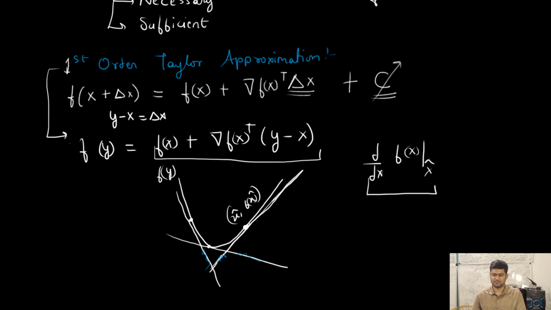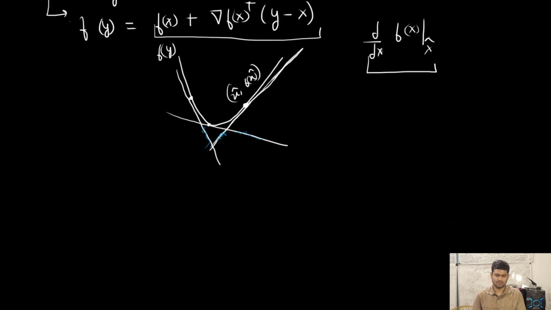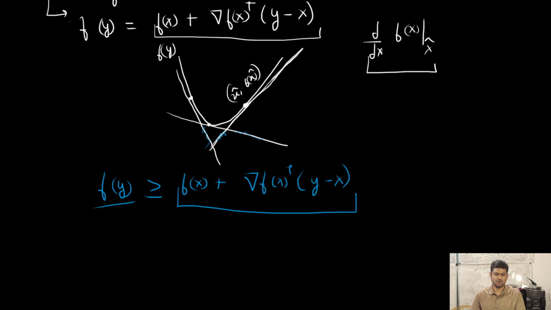That is, the first order Taylor approximation, f of y is greater than or equal to f of x plus the gradient of function f at point x transpose times y minus x. So the first order Taylor approximation of the function f is a global underestimator of the function f. If f satisfies this property for all y in its domain, at every point x in its domain, then the function f is convex. And this is a necessary and sufficient condition for a function f to be convex.